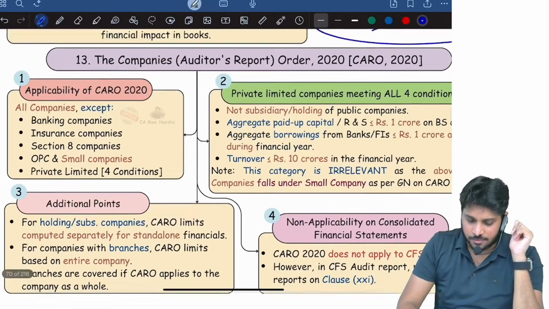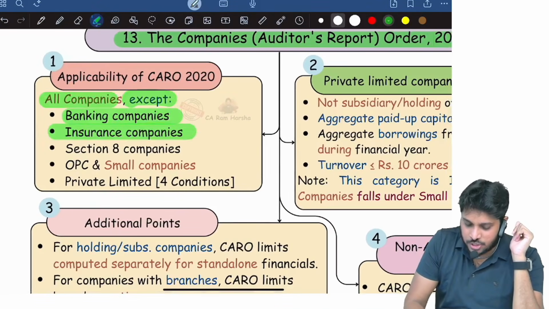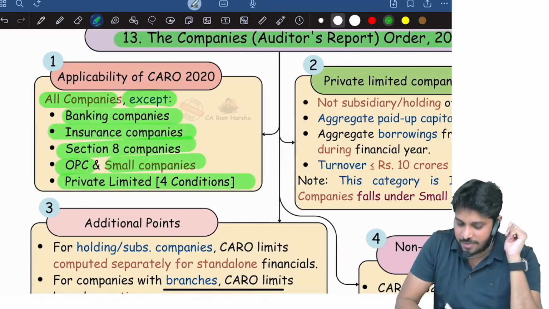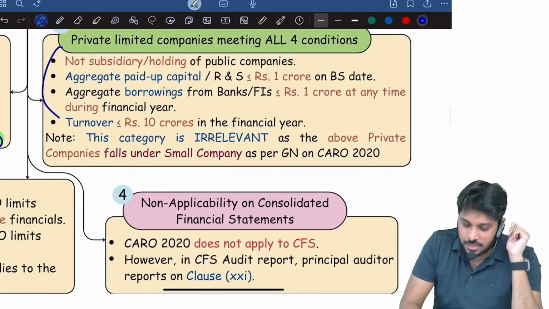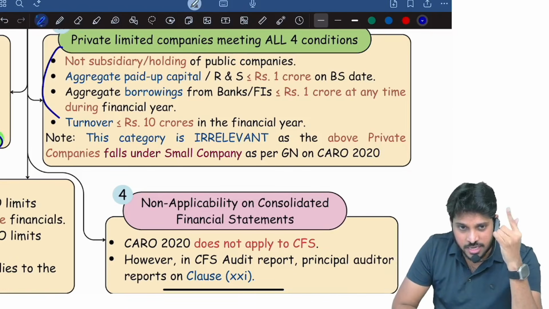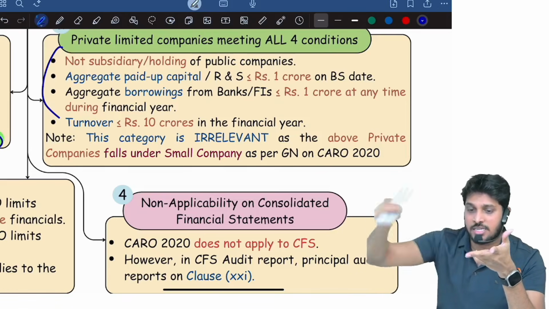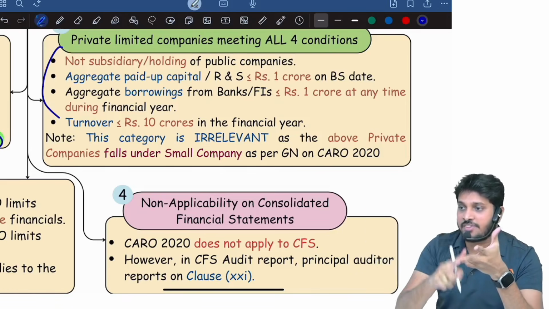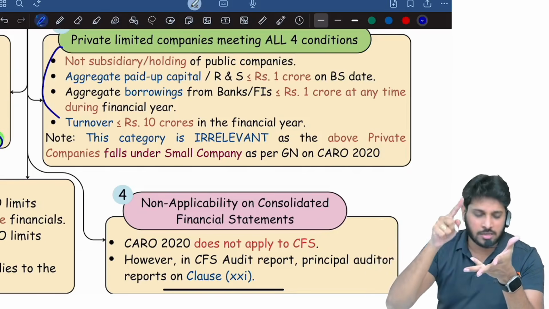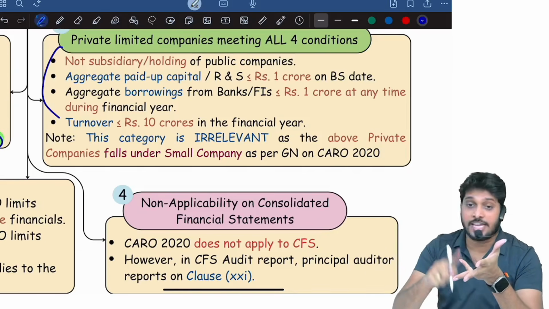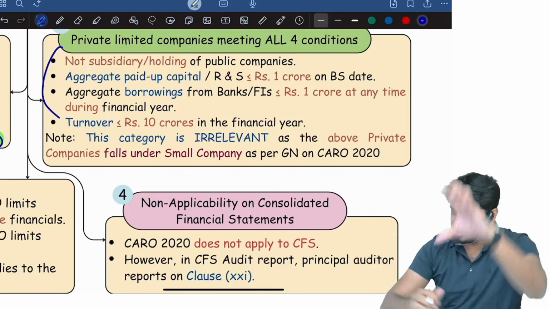Now CARO. This is applicable for all companies except banks, insurance, section 8, OPC, small company and private limited company subject to 4 conditions. I have given here that for a private limited company there are 4 conditions, right? Not a subsidiary, not a holding of a public limited company, paid up capital and reserves and surplus shall not exceed 1 crore on the balance sheet date. Loans and borrowings from banks and financial institutions shall not exceed 1 crore at any point of time during the year. And turnover as per Schedule 3, including turnover from discontinuing operation, shall not exceed 10 crore. These conditions were there, right?